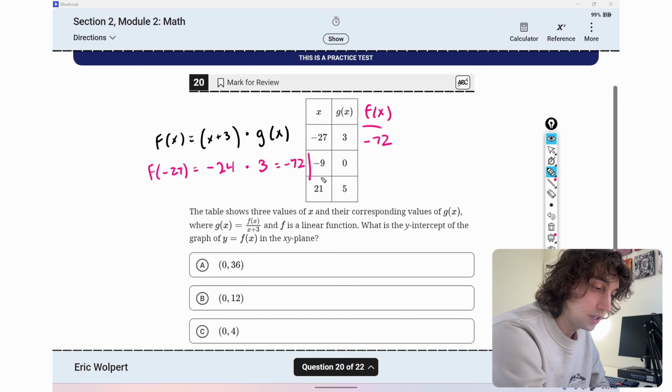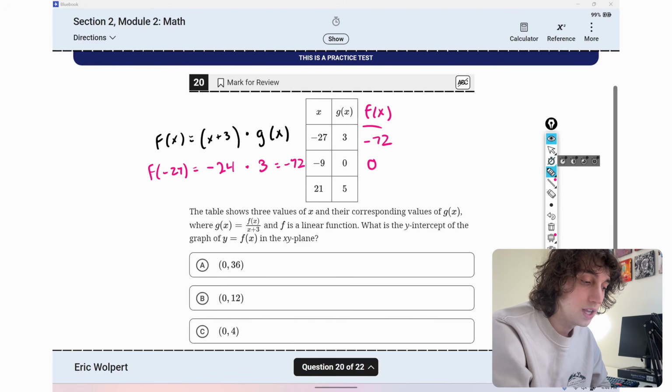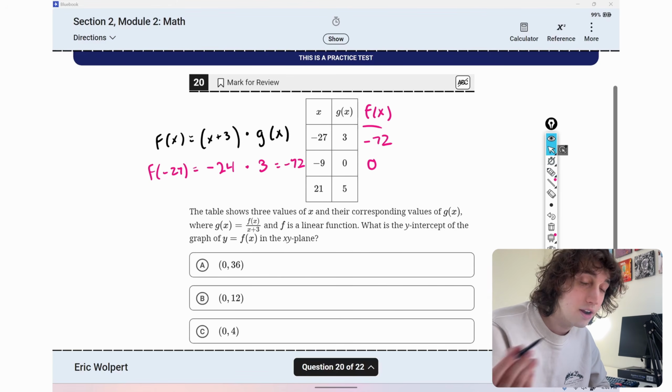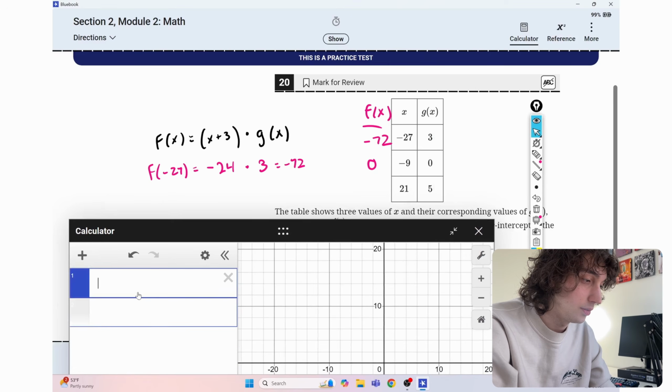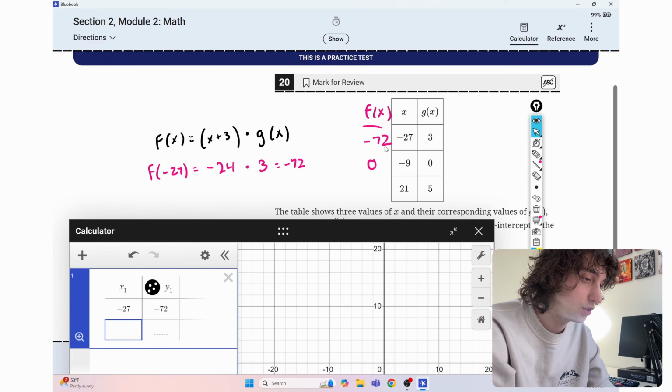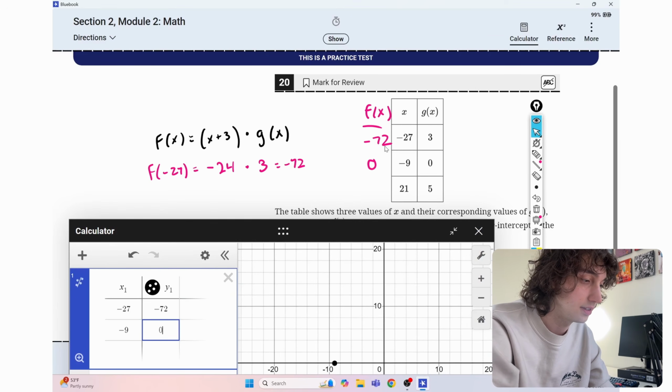Then for the next point, we can use the second row on the table. We're going to multiply by g of x, which for the second row is 0. So this just gives us 0. And we could do the same for the third row, but we don't care because we already have our 2 points. Simply go into Desmos, add a table, and then negative 9 gives us an f of x of 0.